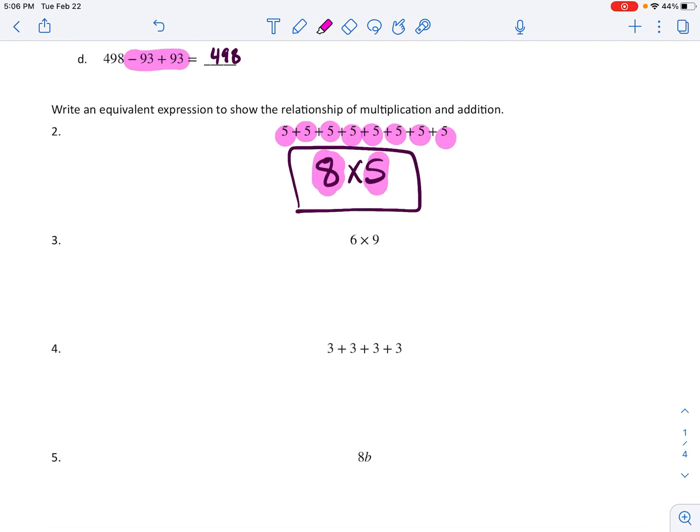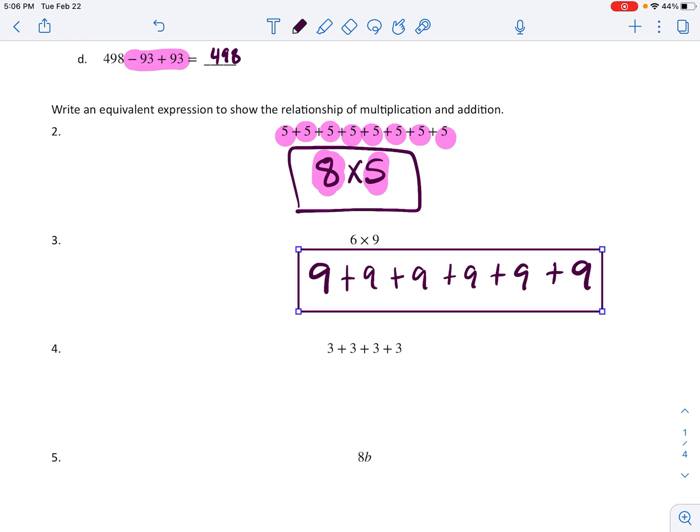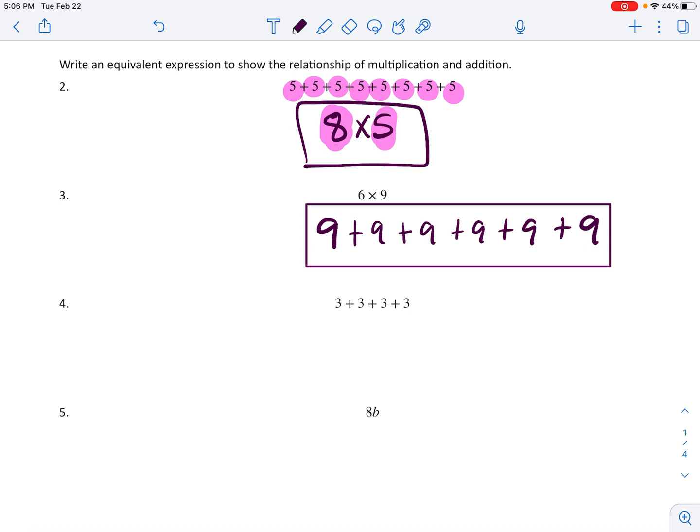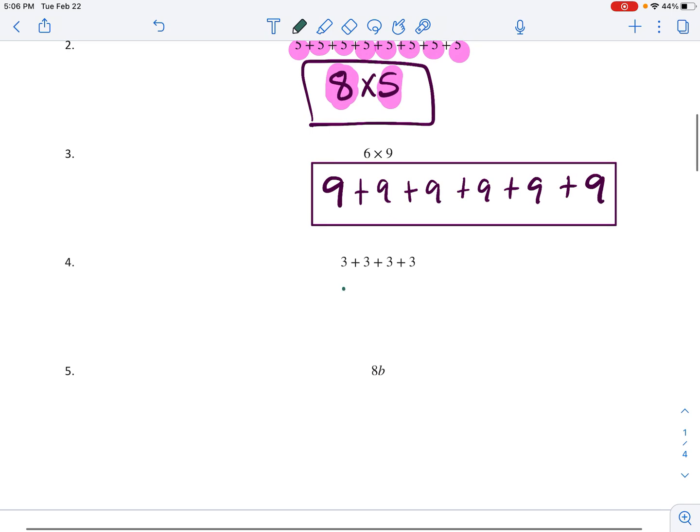Now, number 3, we have 6 times 9. So that means we are having 6 groups of 9. We have to write this like 9 plus 9 plus 9 plus 9 plus 9 plus 9. And that is our answer. Number 4, we have 3 plus 3 plus 3 plus 3. We have 4 groups of 3, so our answer would be 4 times 3.